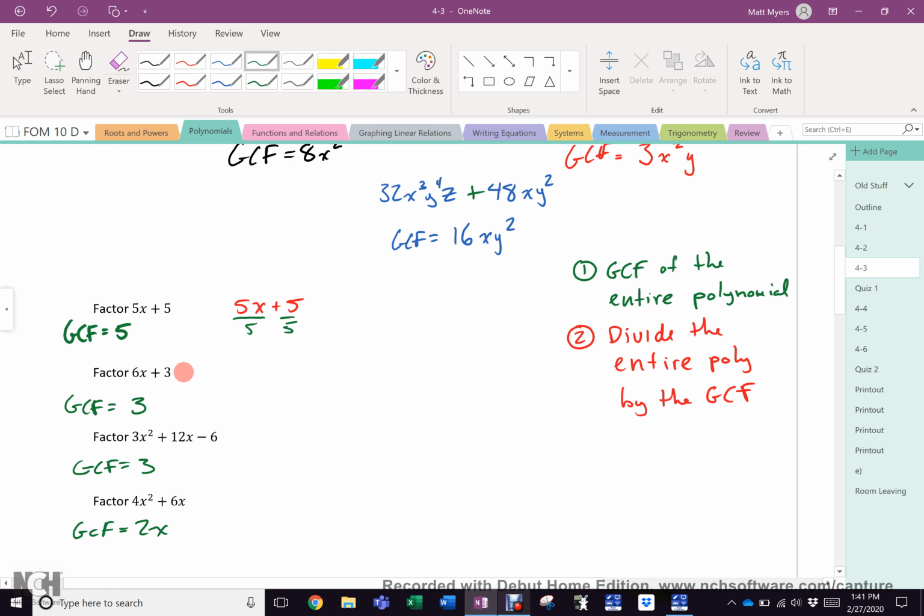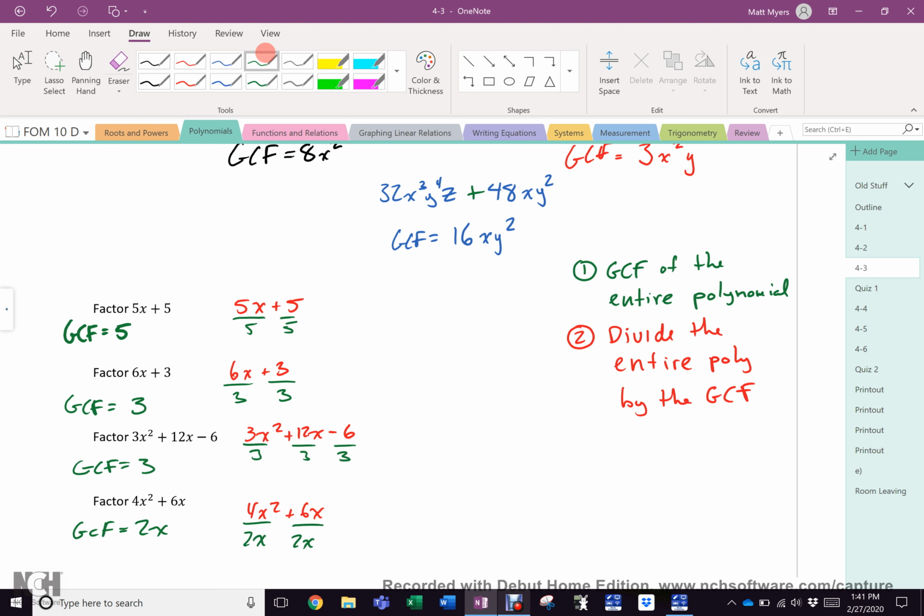So what would this one be? Do this right here. So the whole polynomial is 6x plus 3, and I'm going to divide by the GCF. Do the next 2. No problem, right?